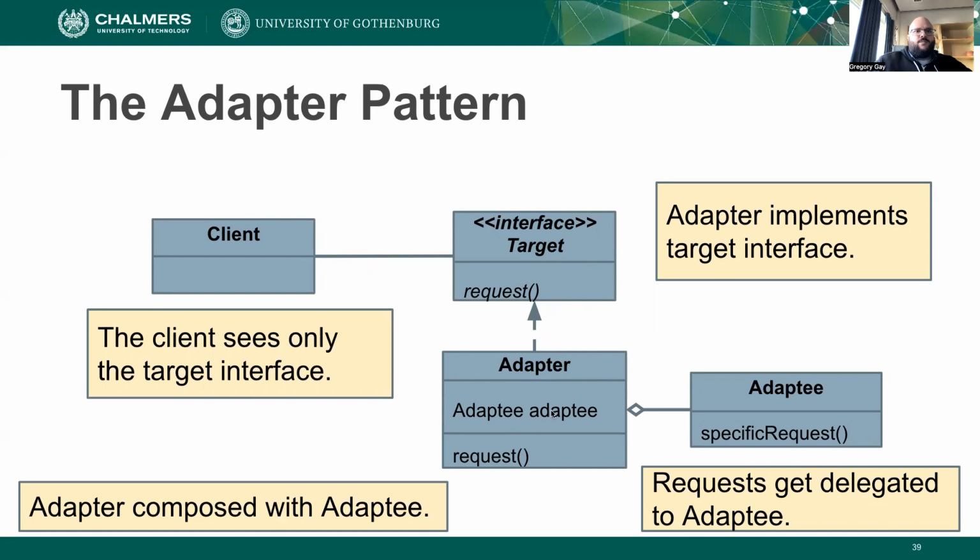Our adapter has a pointer to the adaptee. It's composed with the adaptee, and it's going to offer the methods of the interface it's implementing. Those methods will concretely translate to method calls in the adaptee. So requests get called into the adaptee through this translation.